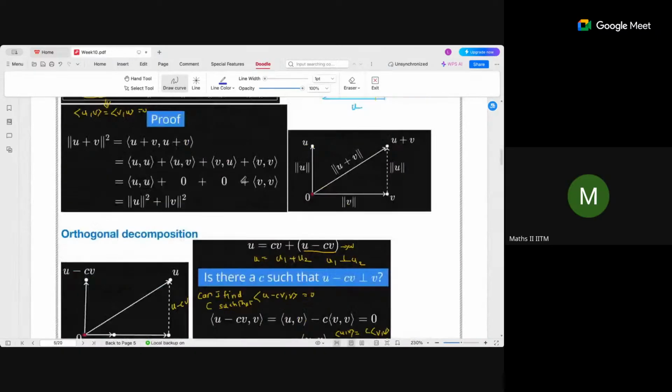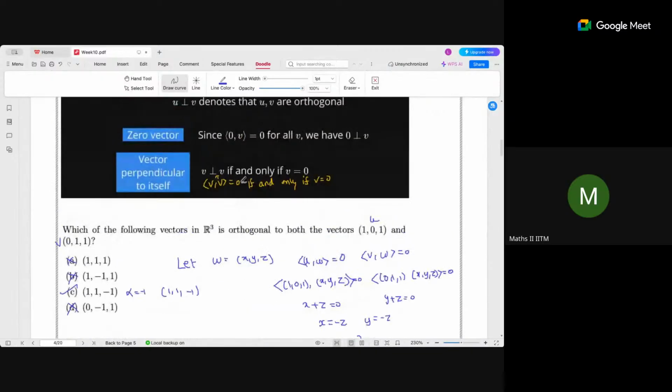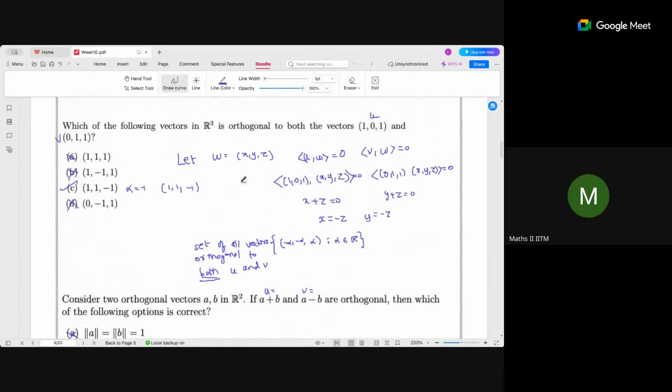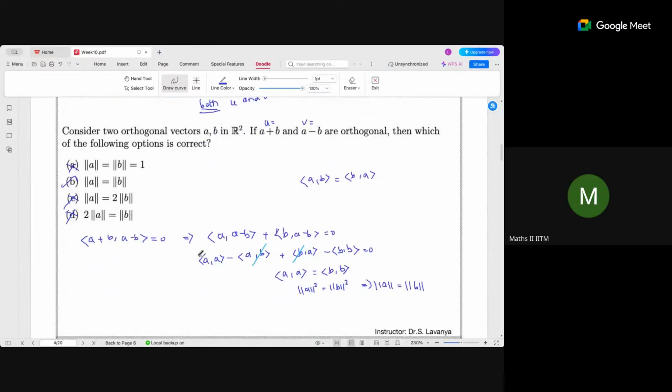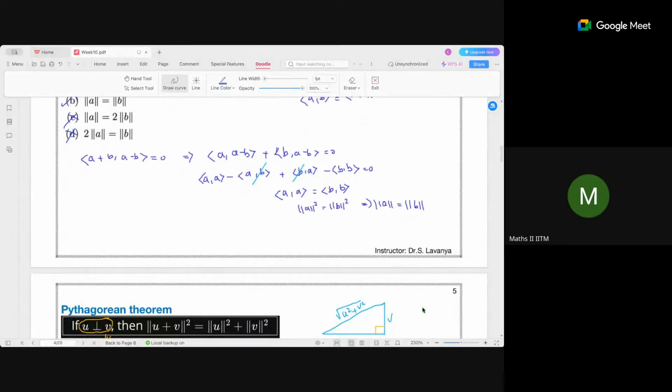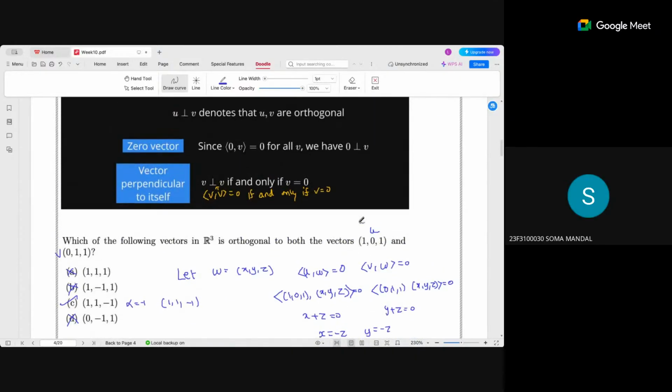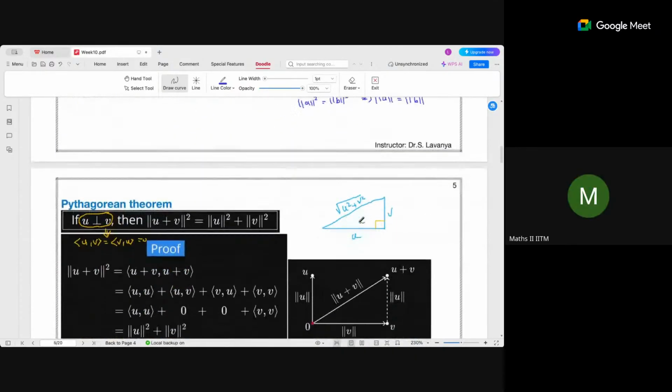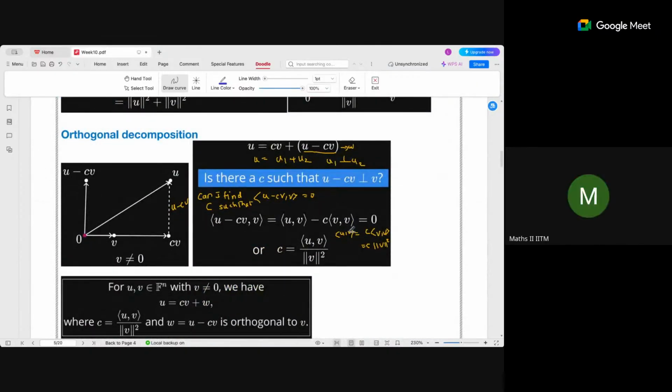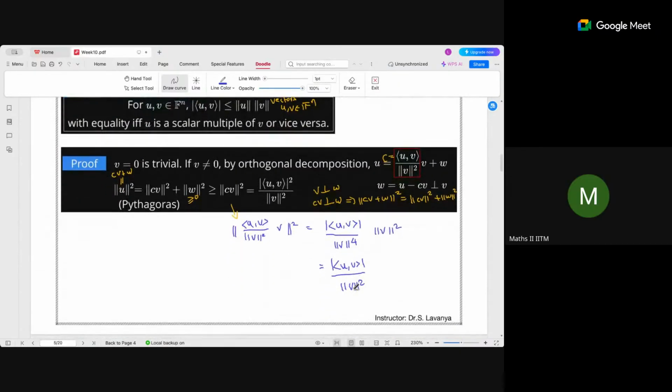So someone asked for some problems. Do you want problems like this, or what problems are you asking for? One of you asked for C, Sonali, I guess. What will be the question for C? To find the value of C. Oh, this kind of orthogonal decomposition. Okay. So we have another session on Friday. Maybe at that time we will solve a specific problem for this. Okay, ma'am. All right.